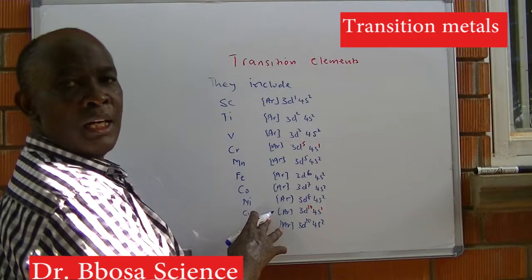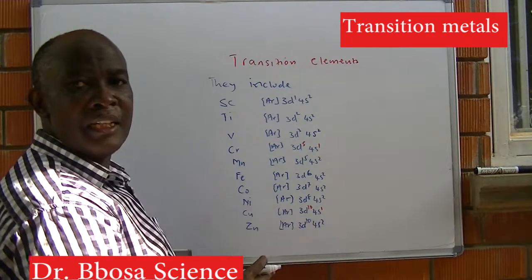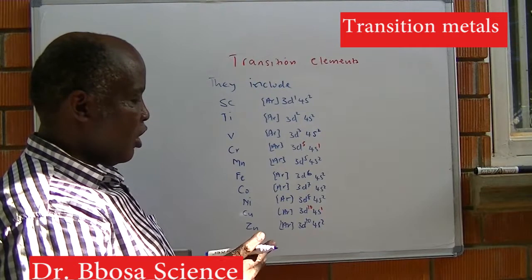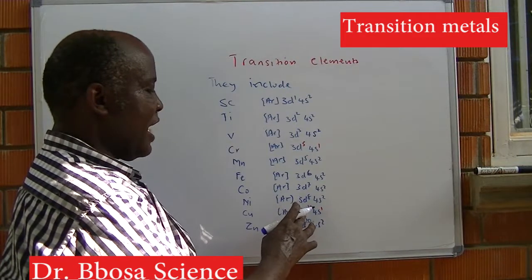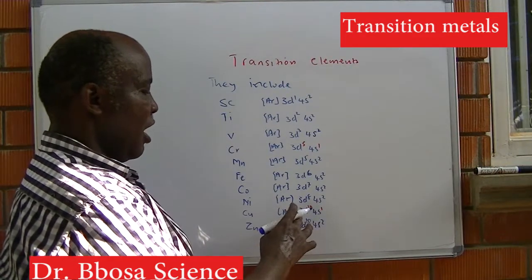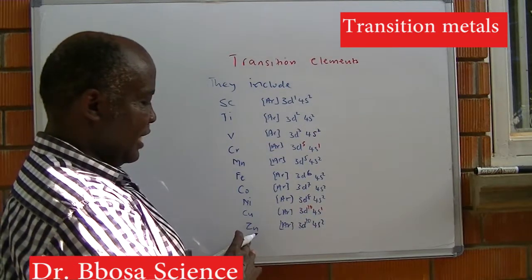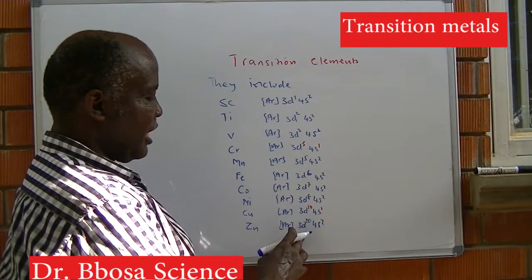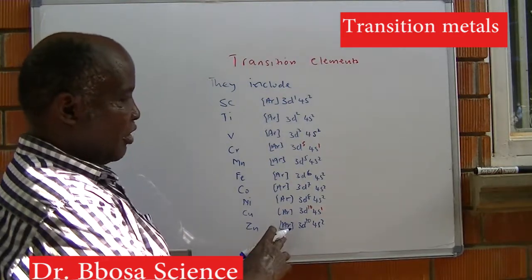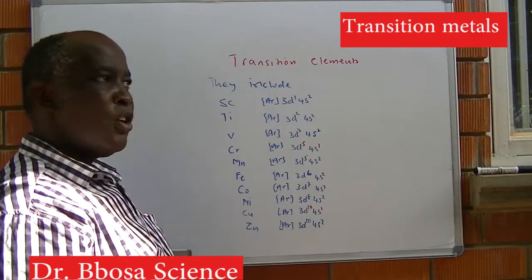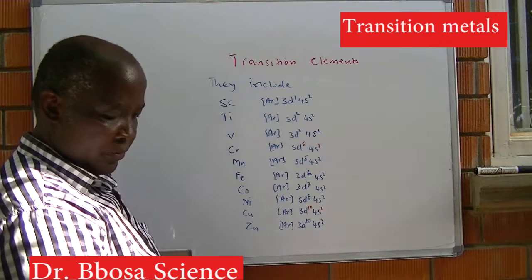Copper, a filled d orbital is more stable than less than full filled d orbital. So there's the arrangement. Instead of being filled d9 4s2, you have filled d10 4s1. Then zinc, which is filled d10 4s2. Zinc actually is not a transition element because it has got a full d orbital.